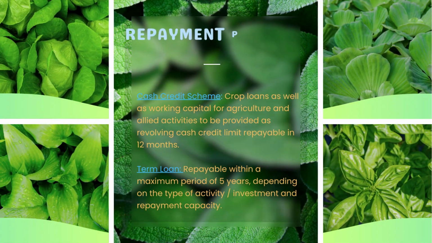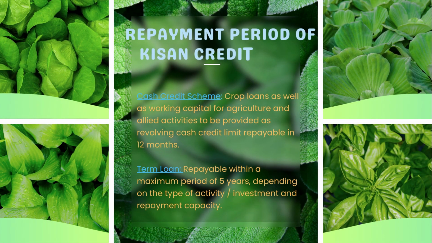Repayment period of Kisan Credit Card. Cash credit scheme: crop loans as well as working capital for agriculture and allied activities are to be provided as a revolving cash credit limit repayable in 12 months. Term loan: repayable within a maximum period of 5 years, depending on the type of activity or investment and repayment capacity.